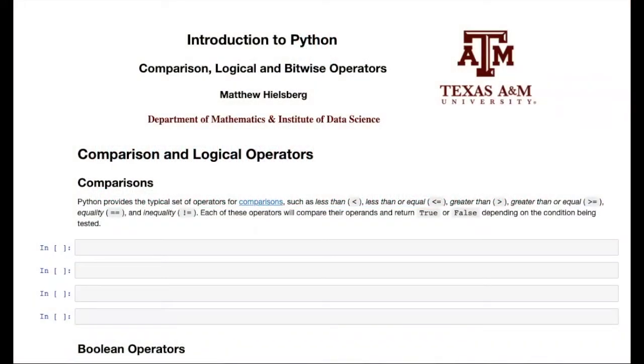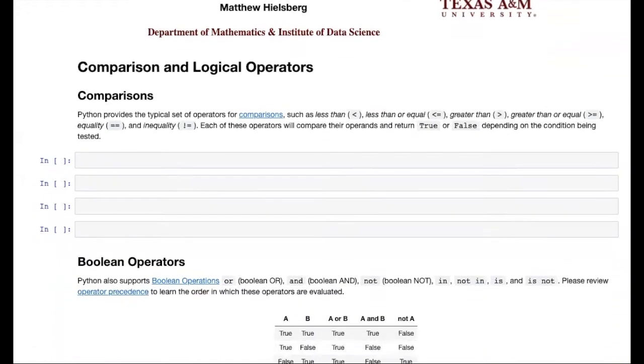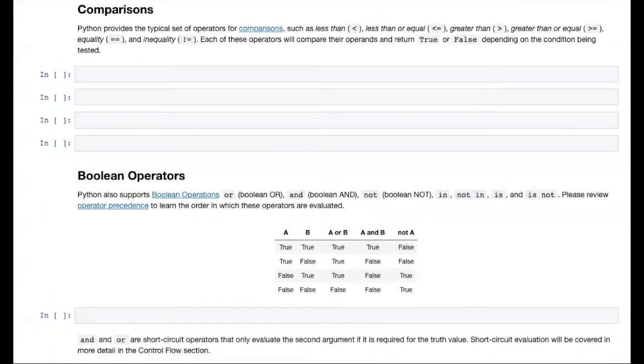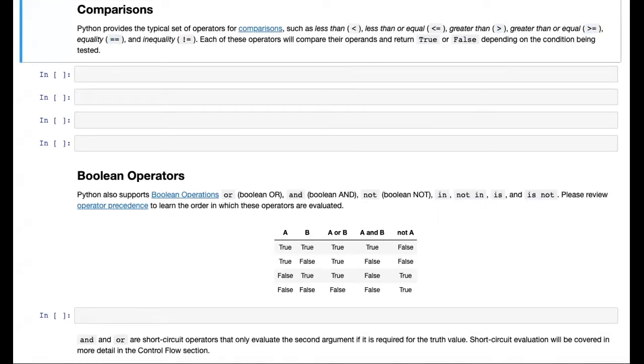In this video, we're going to be discussing comparison, logical, and bitwise operators in Python. Python supports the typical set of comparison operators, including less than or equal, greater than or equal, equals or equality, and not equals. Each of these comparison operators will compare the values of their operands and return true or false depending on the values present and the comparison operation itself.